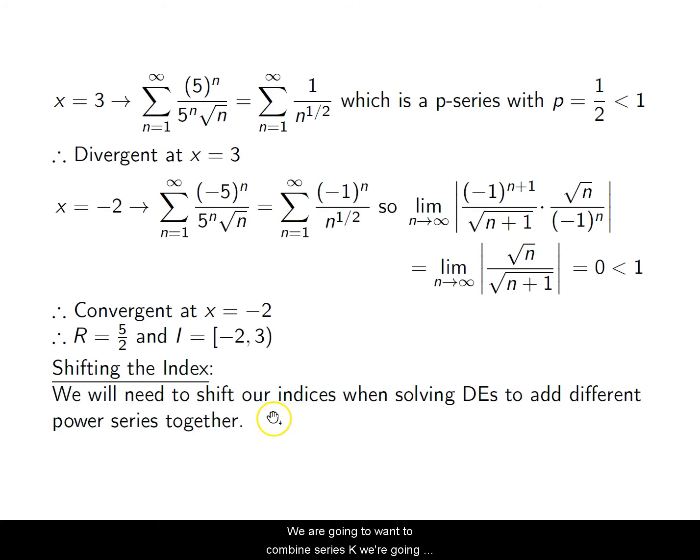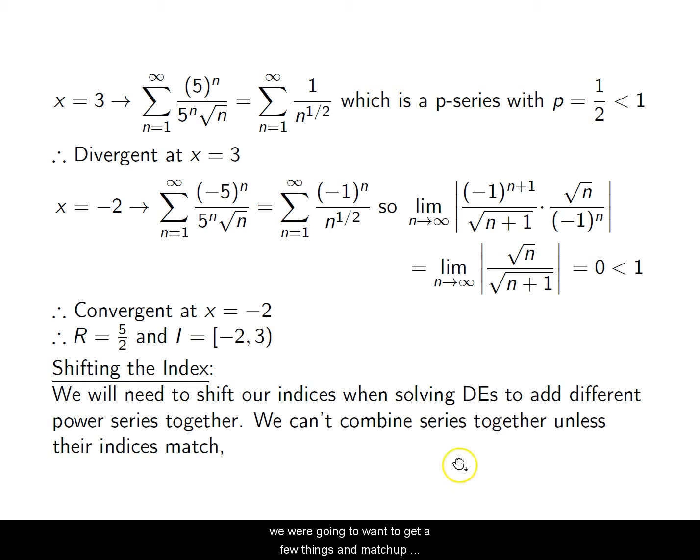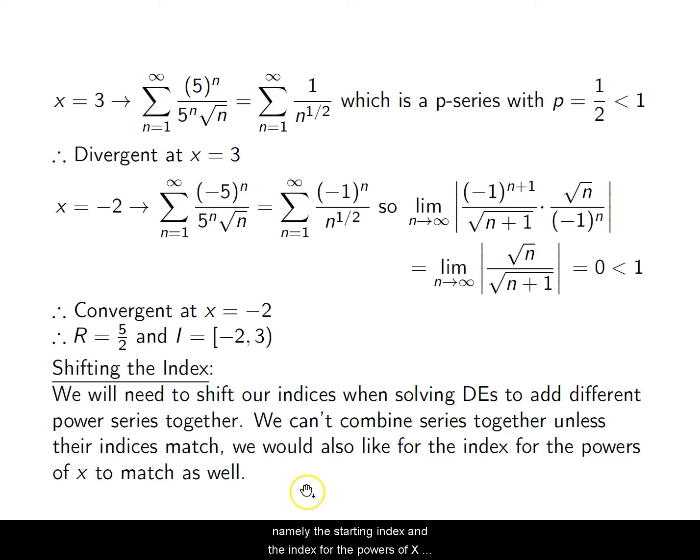We are going to want to combine series. Okay, we're going to have several series that we're playing with at one time. So it's going to be way more convenient for us to add them together to have a single series, right? But in order to add series together, we have to have some things that match up. We'll also be looking to pull out common factors and things like that. So we're going to want to get a few things to match up, namely the starting index and the index for the powers of x. Okay, we want both of those things to match up.